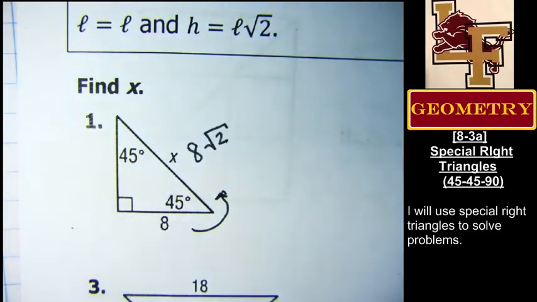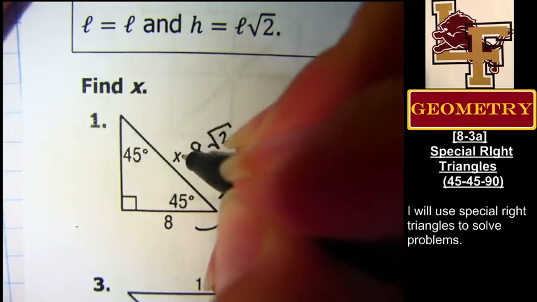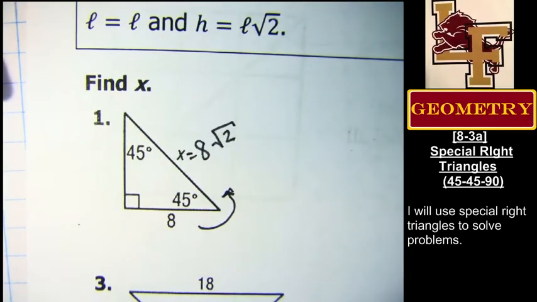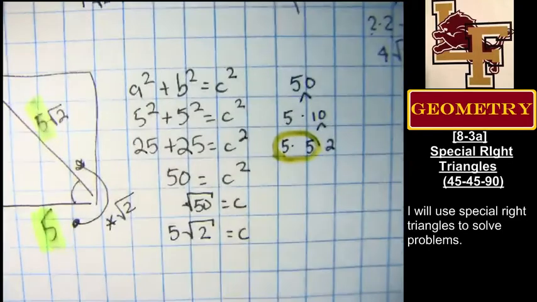The pattern says take the leg length and multiply by the square root of 2. It's stupid easy, so don't make it complicated and mess it all up. Just grab the leg length and multiply by the square root of 2.